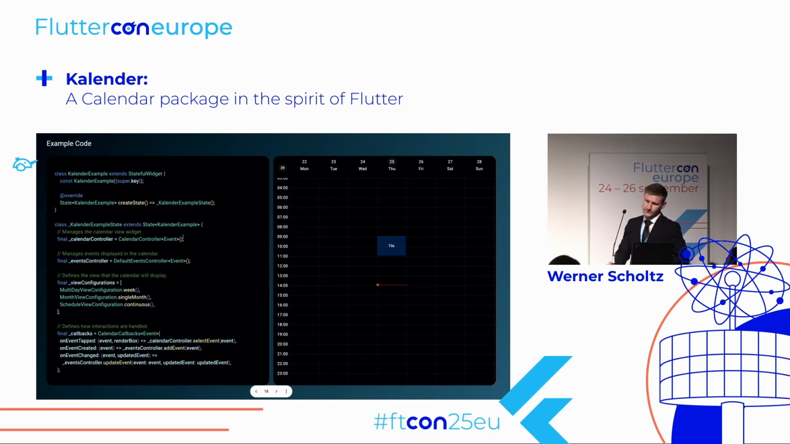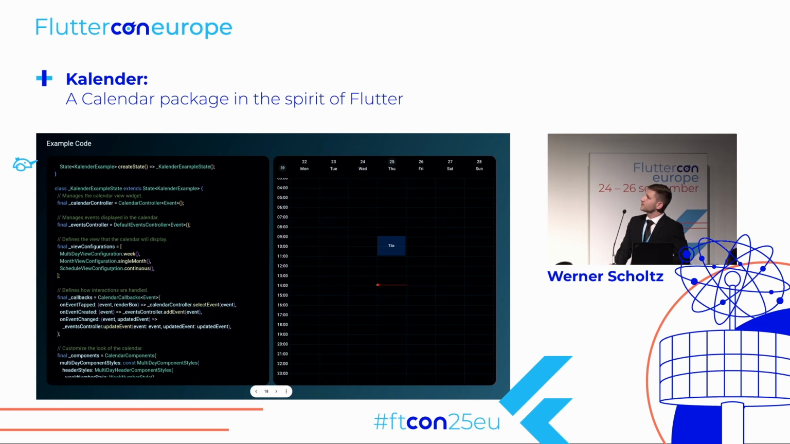So the first thing I create is a calendar controller. That's just a way to control or manage the calendar, a single calendar widget. Then there's the events controller. This manages the events that you want to display in the calendar view widget. And this can be shared between multiple widgets.